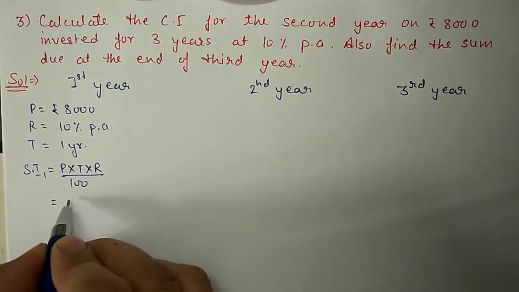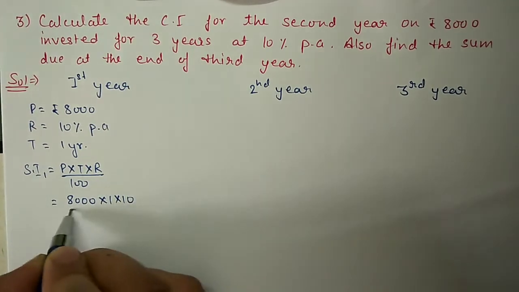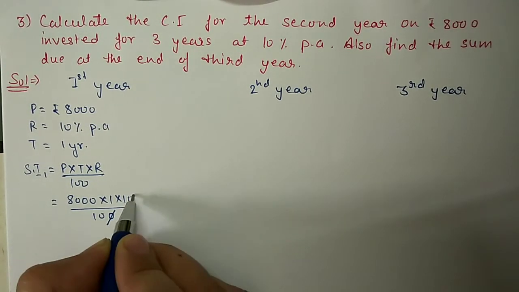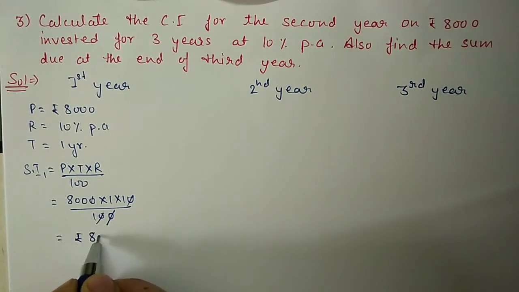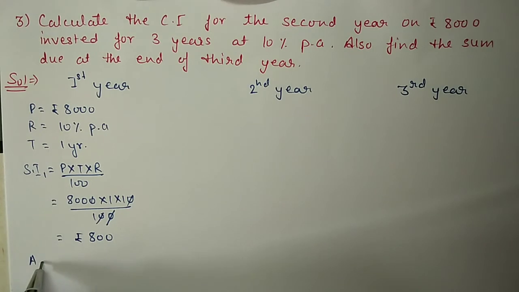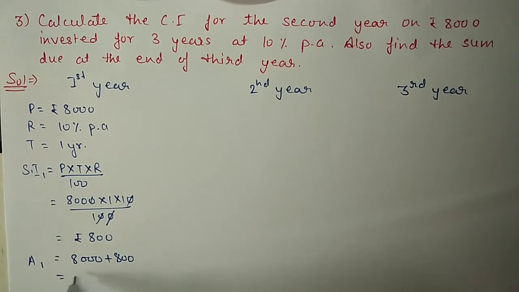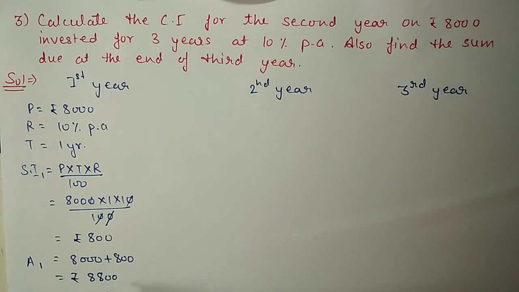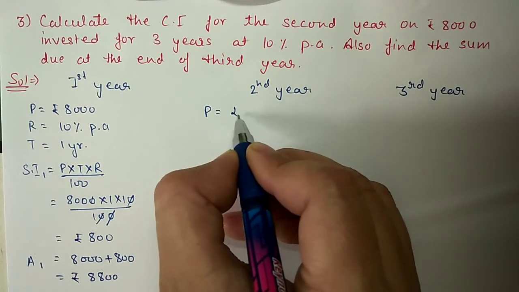Substitute the values. 8,000 into 1 into 10 divided by 100. So two zeros we can cancel. So in simple interest we will get here 800 rupees. Amount by the end of first year will be 8,000 plus 800, which is equal to 8,800 rupees. This amount by the end of first year will become principal for the second year.